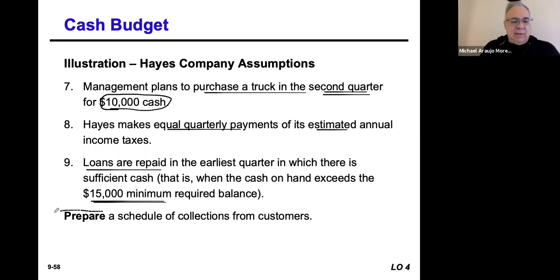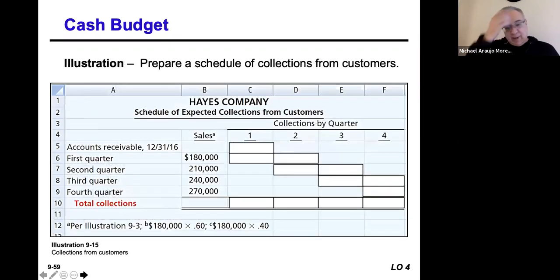So all that information is needed to prepare a few things. First, we're going to prepare a schedule of collections from our customers. Again, we collect 60% of the money from sales in this quarter, 40% in the next. So remember, in the previous quarter, they had accounts receivable, which is all going to be coming in. So these are basically going to be cash collections.